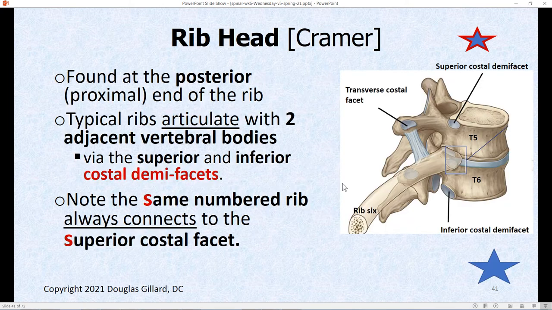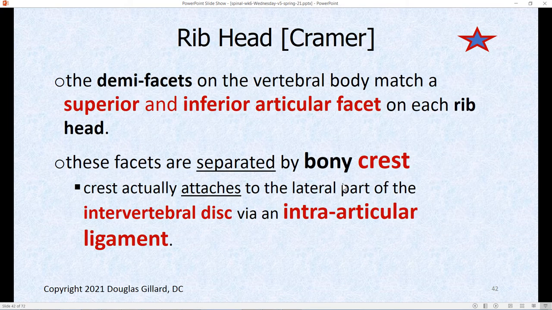Remember, it's separated by a crest as well. There's a superior and inferior articular facet on the rib head. You could call it the superior facet of the rib head and the inferior facet of the rib head. They're separated by a bony crest. That crest actually does something. There's a ligament called the interarticular ligament that runs between that crest and attaches right to the side of the disc. So that's a rare example of a ligament actually attaching to the disc.